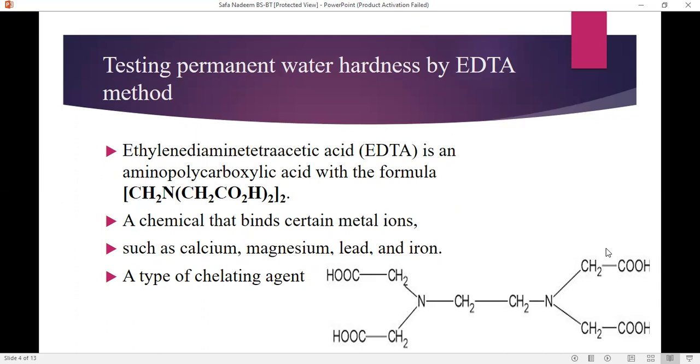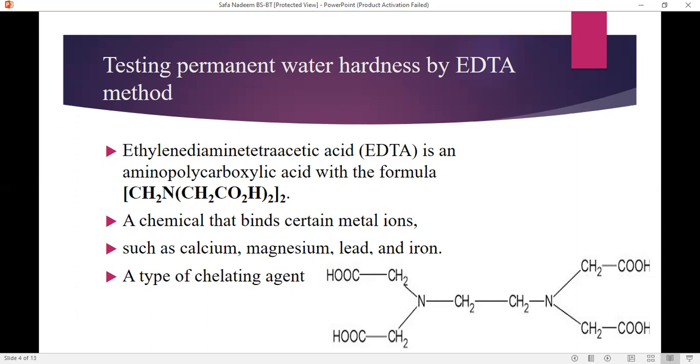In the center there are two nitrogen atoms and there are four COOH groups. It forms a complex with calcium and magnesium ions. It is basically a chemical that binds certain metal ions such as calcium, magnesium, lead, and iron.